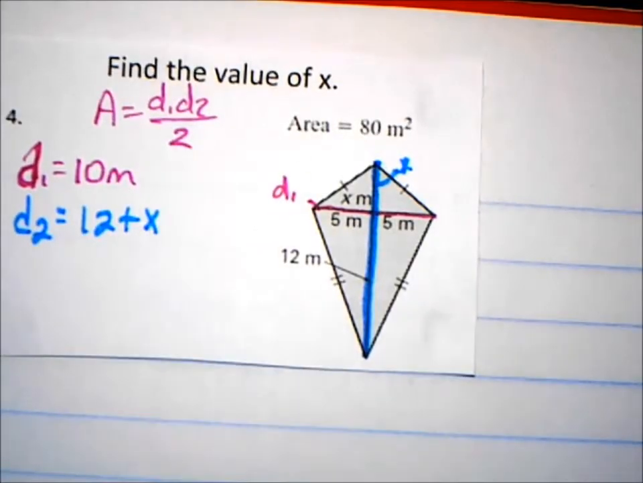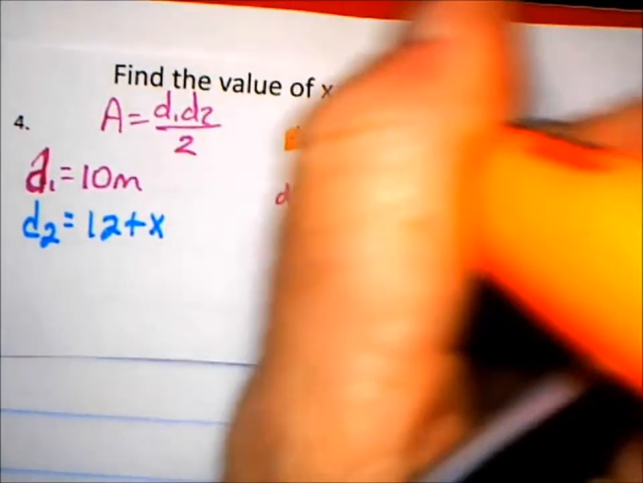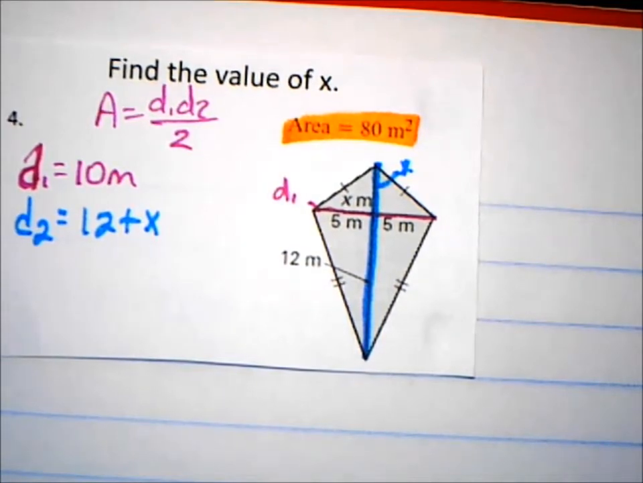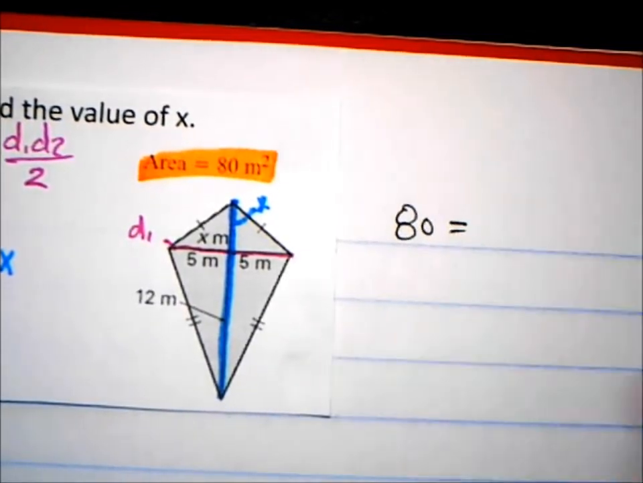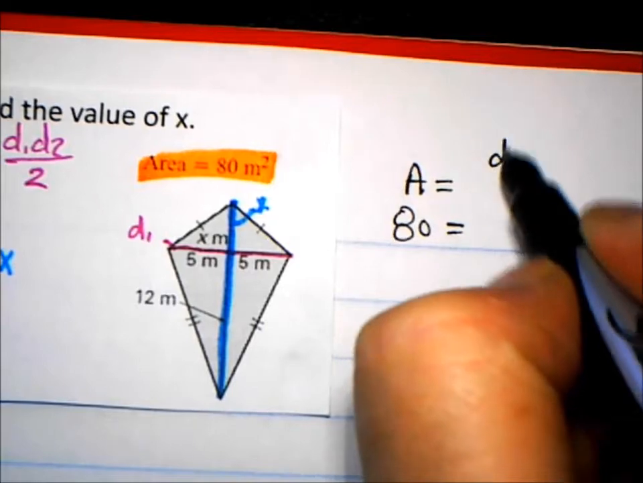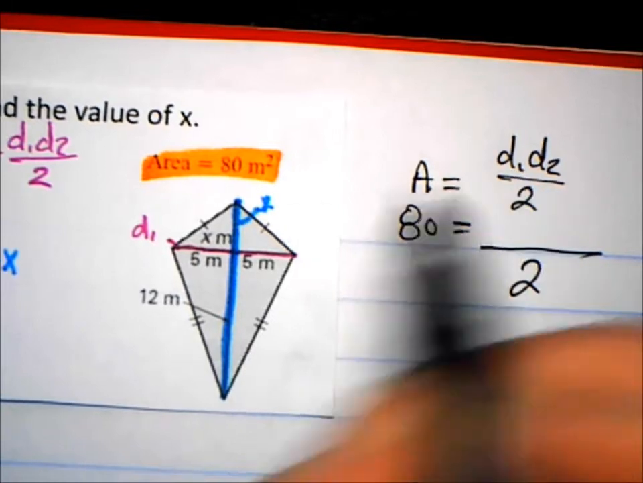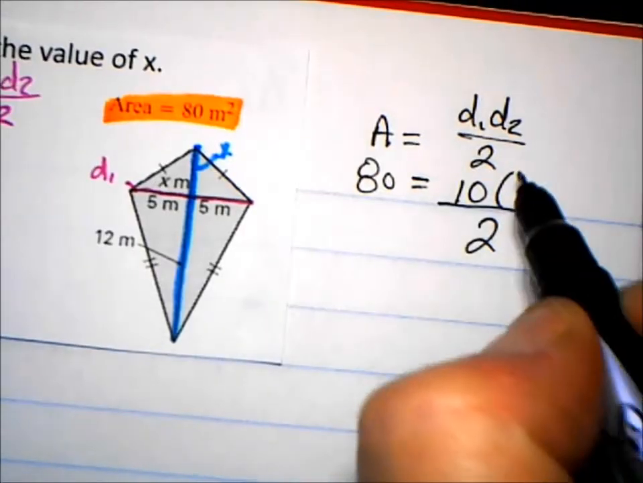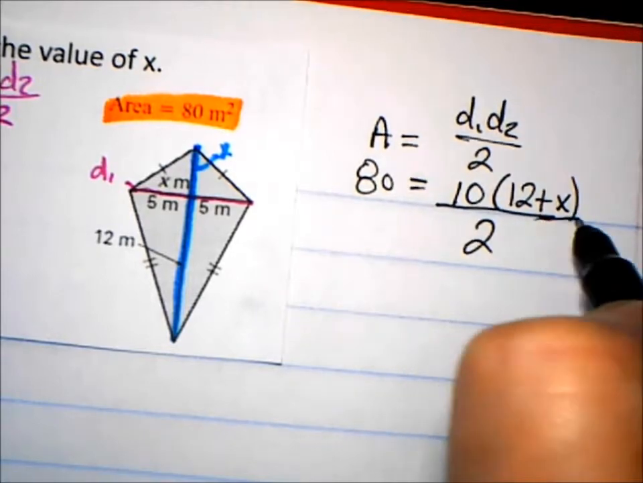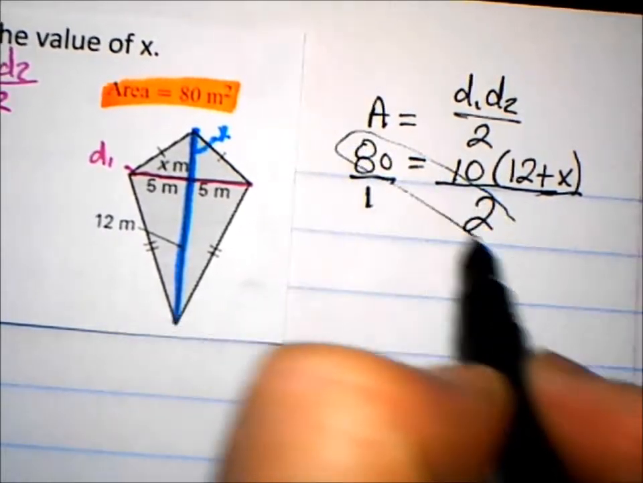If I take this now and plug it in to all parts of my formula, realize I do have very important information right here that says the area is 80 meters squared. So beside it here, I'm going to put 80 equals, because this is my A, and I'm going to do D1 times D2 divided by 2. D1 was 10 times D2, that was 12 plus X. Okay. If I'm going to solve this, I'm going to put the 80 over 1 so that now I can cross multiply.